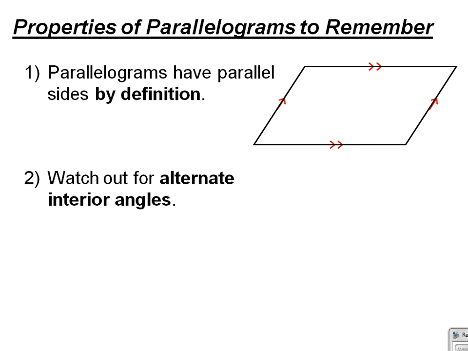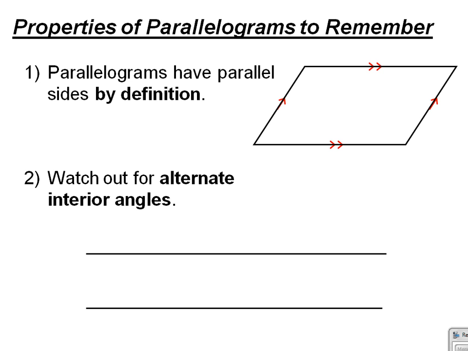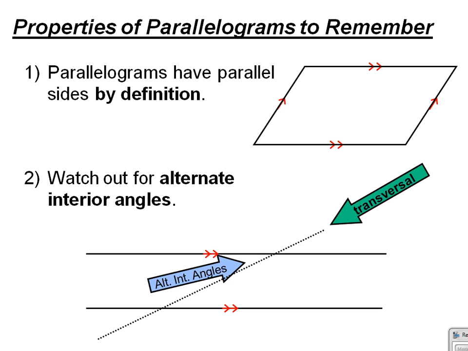And second, watch for alternate interior angles. Remember back from lesson 2-6, certain parallel lines cut by a transversal will have alternate interior angles that are congruent, and here's how they look. So if we have these two lines that are shown to be parallel, and they're cut by another line called a transversal, then there are angles within those parallel lines on opposite sides of the transversal called alternate interior angles.